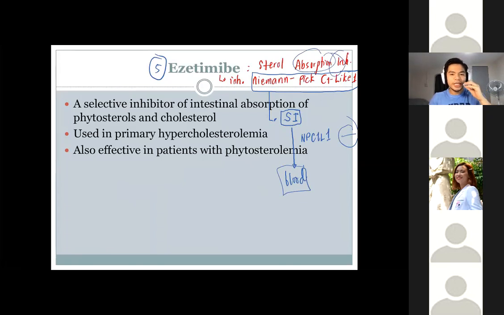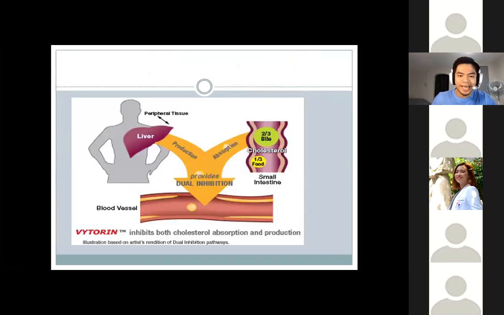Okay? So usually ginagamit ang ezetimibe as an add-on therapy to statins. So when we say add-on to statins, usually kino-combine ang ezetimibe with statins. In fact, meron tayong commercially available drug na combined ang statin at ang ezetimibe. Particularly, that is the brand Vytorin. Ang generic name ng Vytorin ay simvastatin and ezetimibe. I repeat, Vytorin is the combination of simvastatin and ezetimibe.